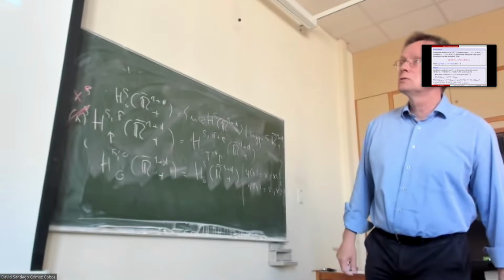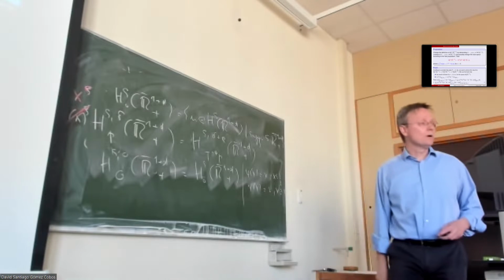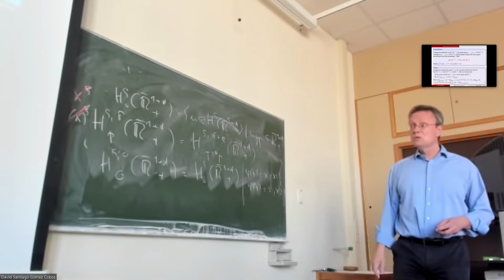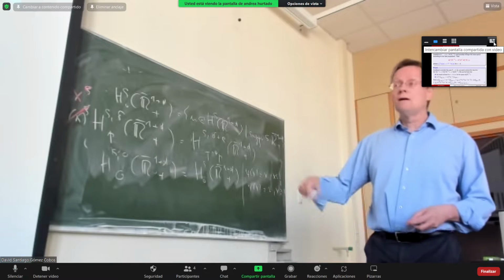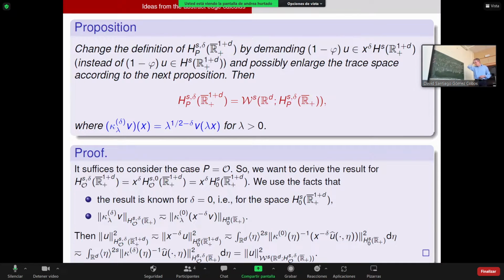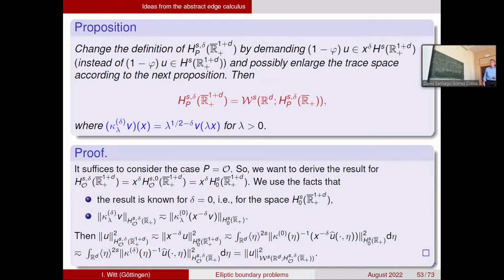Okay, so the first observation is we don't have to care about the asymptotics. The asymptotics are handled on the next slide. So then we can assume that we have no asymptotics, so the empty asymptotic type. And then we want to prove the result in that case.